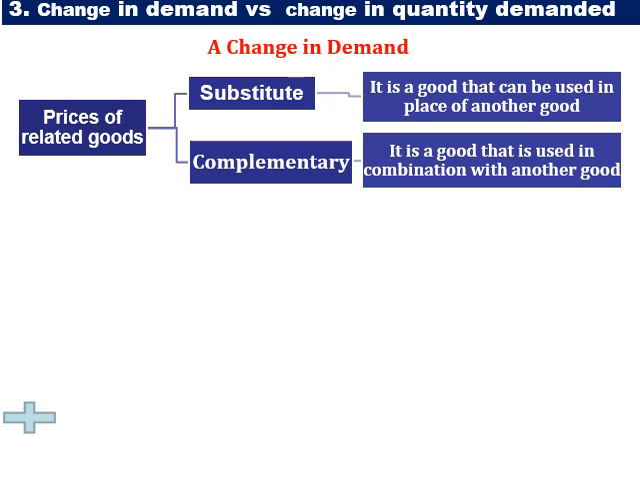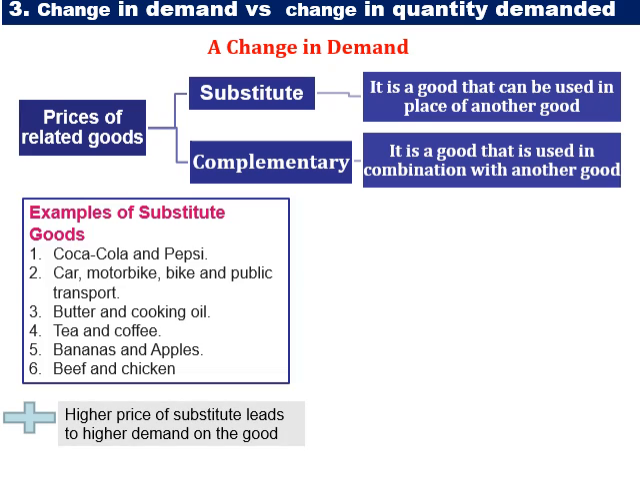And here we have two types of related goods, which are substitutes and complements. What is the meaning of substitutes? It means a good that can be used in place of another good, such as Coca-Cola and Pepsi, or car, motorbike, bike, and public transport. Also, you can use either butter or cooking oil, tea or coffee, and so on.